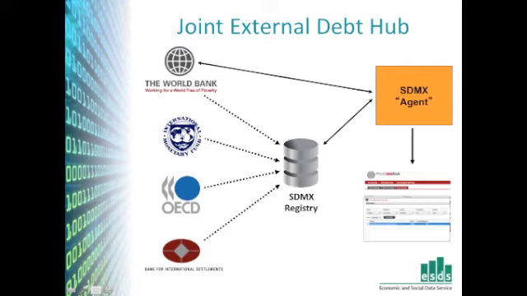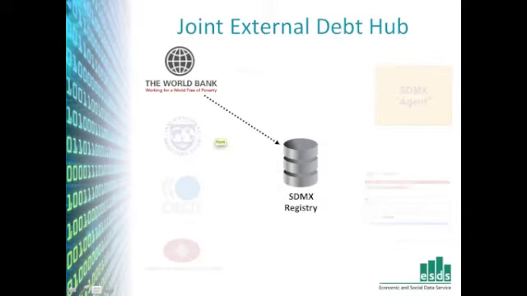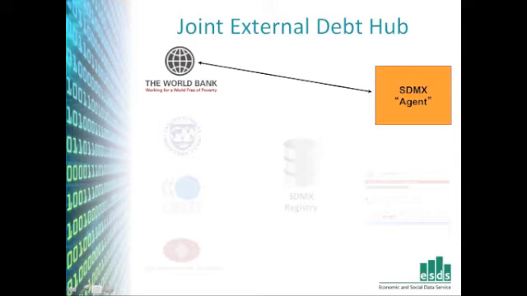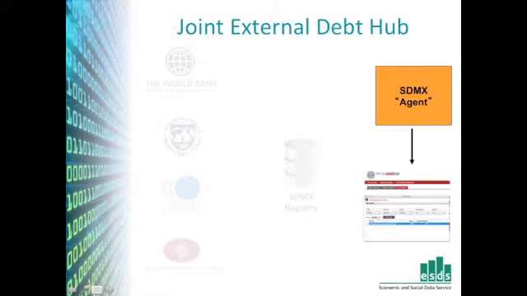When one of the providers updates their data, a message is sent to a central registry. The software powering the Debt Hub monitors this registry, so it knows that new data is available, and it then goes and retrieves it from the original provider. And once it's got that data, it can then update the website with it. And all this happens in real time, so users of the Hub are no longer using data that's 3 months out of date. The Joint External Debt Hub has been developed by the data providers.